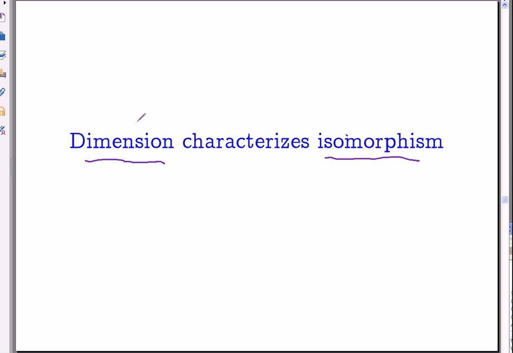And in fact, we're going to show that any two vector spaces that have the same dimension are isomorphic. That means as far as vector spaces go, I should say as far as vector space behavior goes, dimension really tells you all you need to know about vector space behavior.